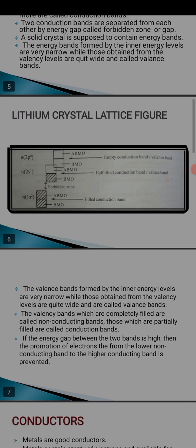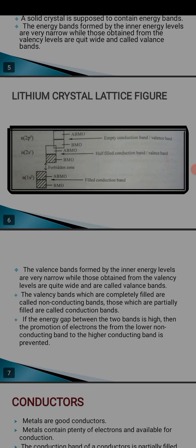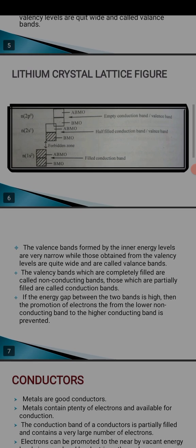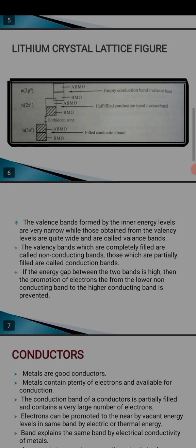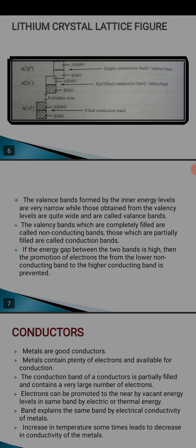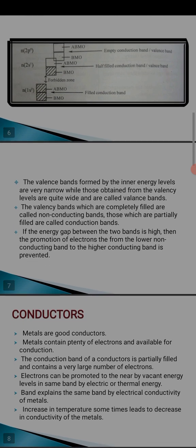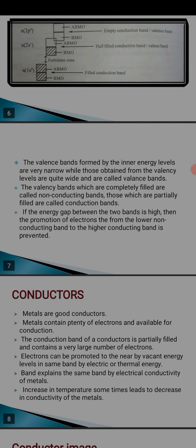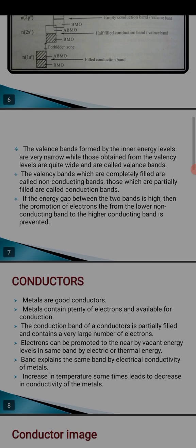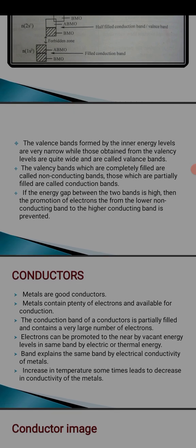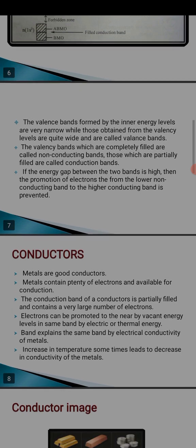The bands formed by the inner energy levels are very narrow, while those obtained from the valency levels are quite wide and are called valency bands. The valency bands which are completely filled are called non-conducting bands. Those which are partially filled are called conduction bands. If the energy gap between the two bands is high, then the promotion of electrons from the lower non-conducting band to the higher conducting band is prevented.